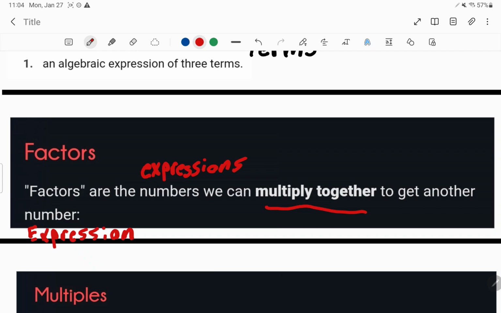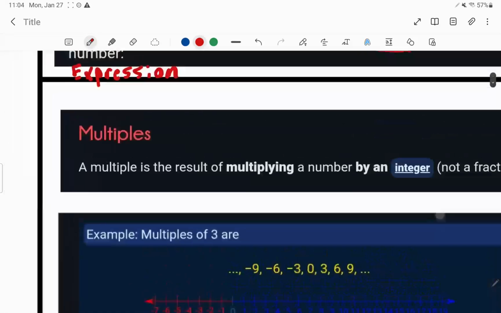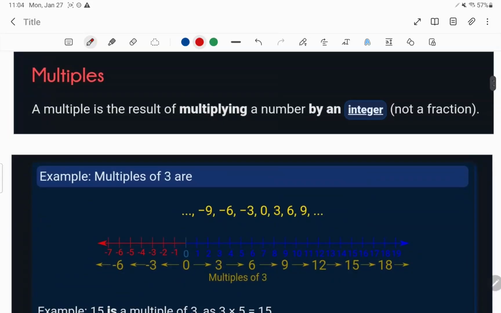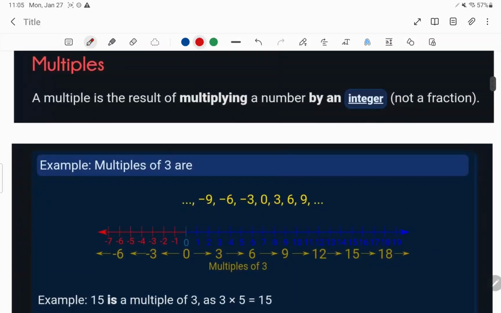Alright, now we're going to go to the next step. We're going to skip multiples. You don't have to copy it, but let's go over it real quick. A multiple is the result of multiplying a number by an integer. So for example, if I asked you what are multiples of 3, any answer that you get whenever you multiply by 3 is a multiple of 3.